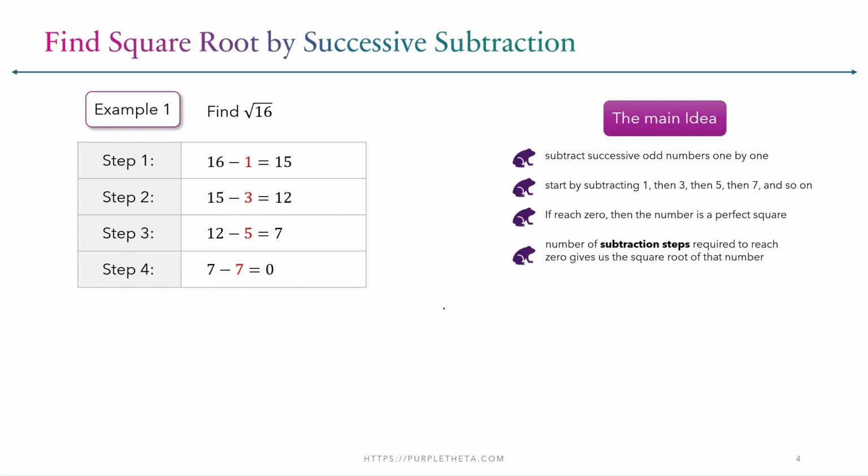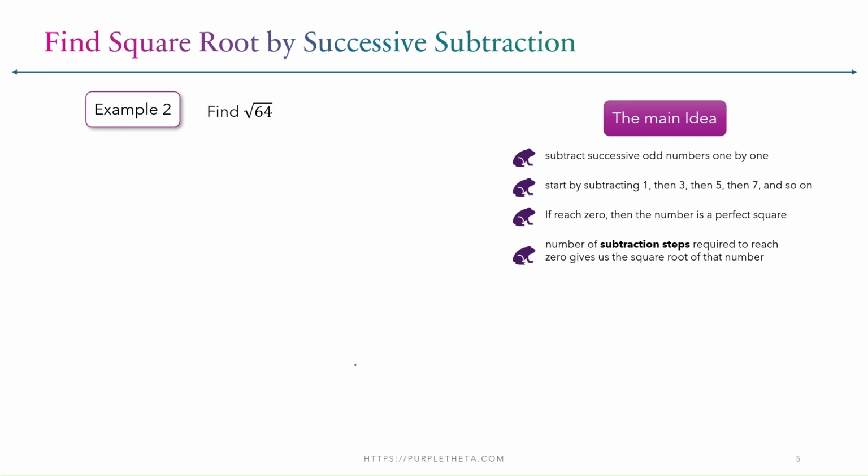Now let us see how many steps we took to reach 0. We have taken 4 steps to reach 0, right? So the square root of 16 is equal to the number of steps to reach 0, that is 4. Okay, wasn't that simple? Let us take one more example.